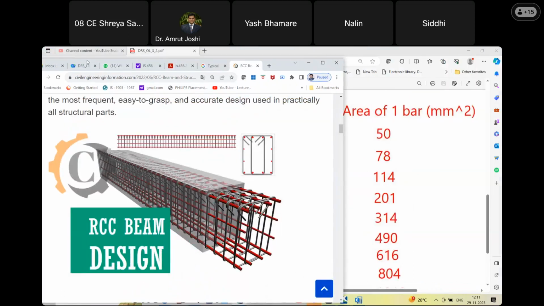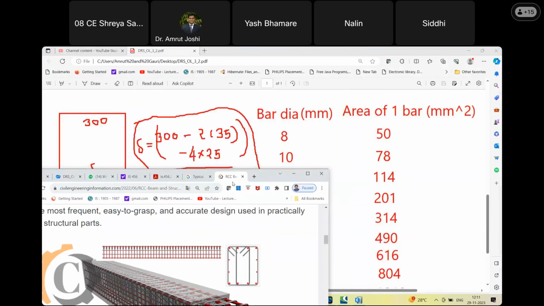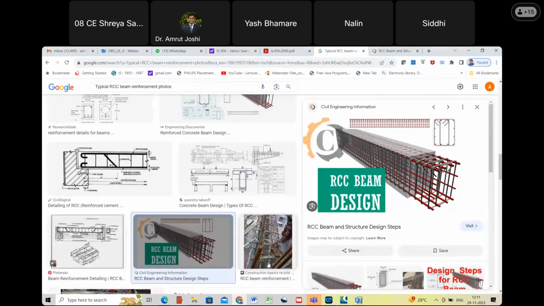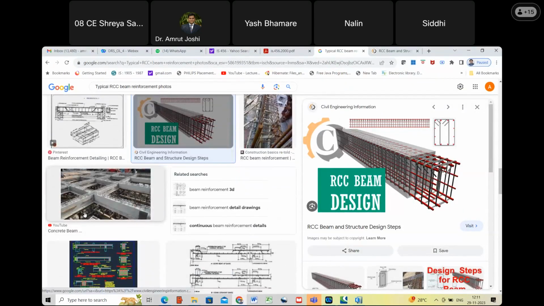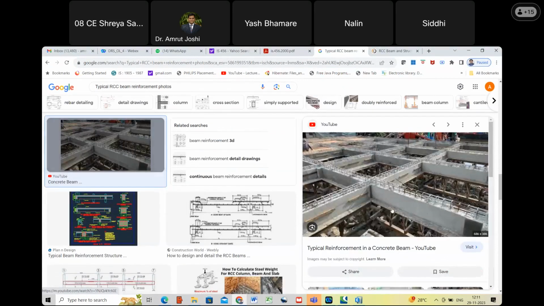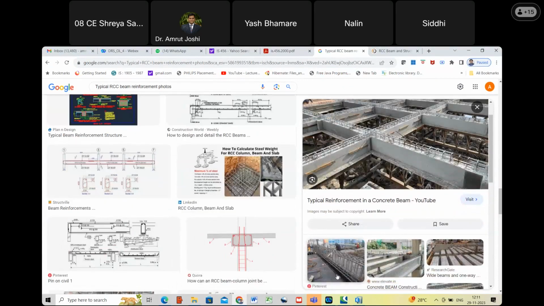So let us look at some other beams. Typical beam reinforcement. So let me show you this picture. Are you able to see this? Yes, sir. हाँ, तो ये shear links आपको दिख रहे हैं which are going around the longitudinal bars. Are you with me? Yes, sir.